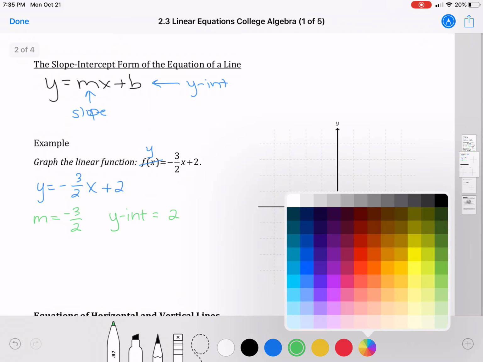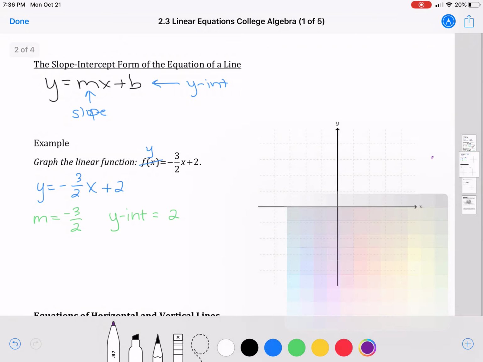Okay, so I'm going to go over here, and I'm going to graph this. So we're going to go up 2 on our y-axis and put our first point. Then we're going to go down 3 and to the right 2. Or we could go up 3 and to the left 2. And then connect those points. And we have our straight line.